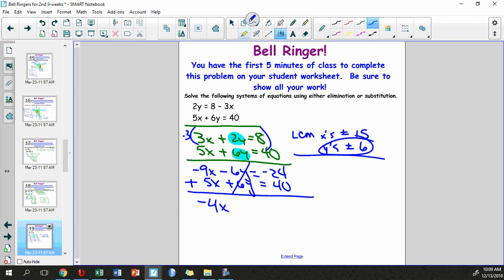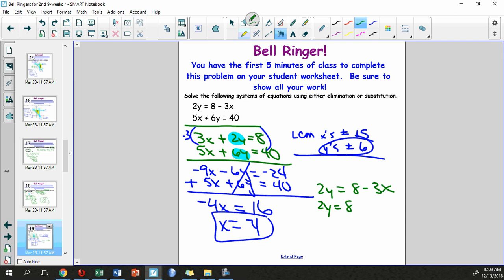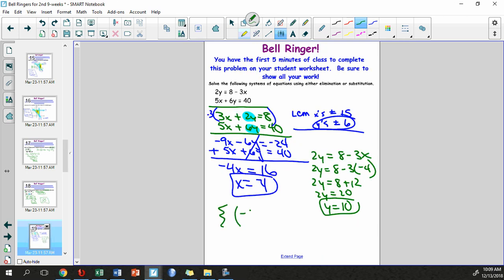Negative 4x is equal to 40 take away 24, just making sure I don't mess up my math today, x is equal to negative 4. So I'm going to plug and chug. So I have 2y is equal to 8 minus 3x. So 2y is equal to 8 minus 3 times a negative 4. So that's 2y is equal to 8 plus 12. 2y is equal to 20. Y is equal to 10. So my point of intersection is negative 4, 10.